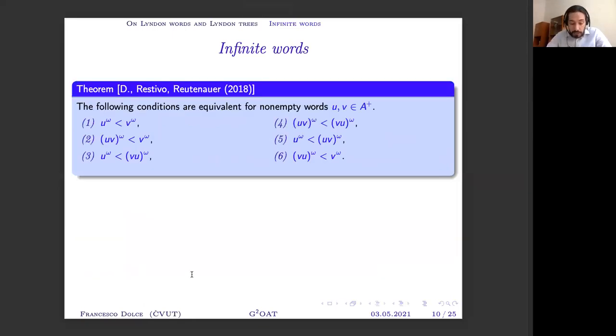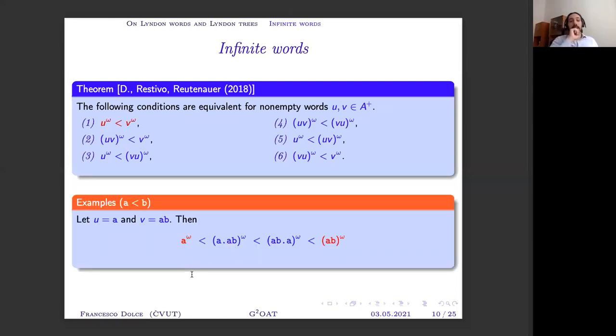Now, why are we interested in studying infinite words? Well, a couple of years ago, with Antonio Restivo and Christophe Reutenauer, we proved this result that looks a bit technical, but it's actually not difficult to understand, and maybe with an example it will be better: whenever I consider two finite non-empty words u and v, then saying that u to the omega is smaller than v to the omega is equivalent to saying all these other five possibilities. And let me show you by hand with an example.